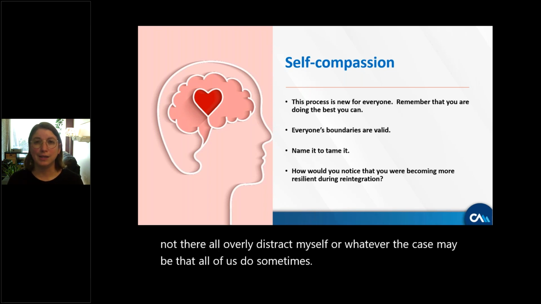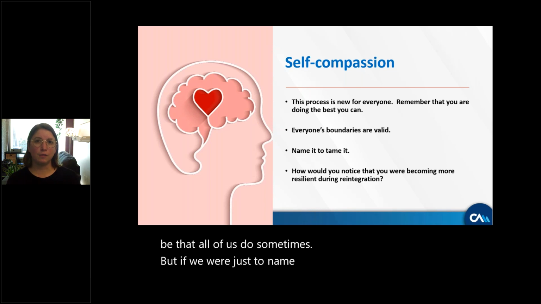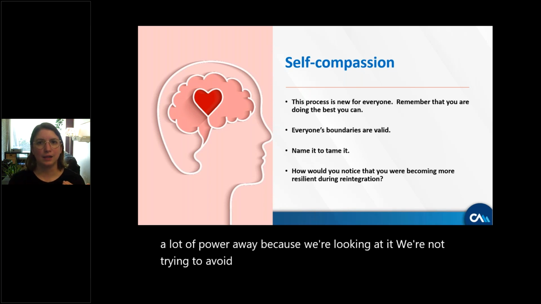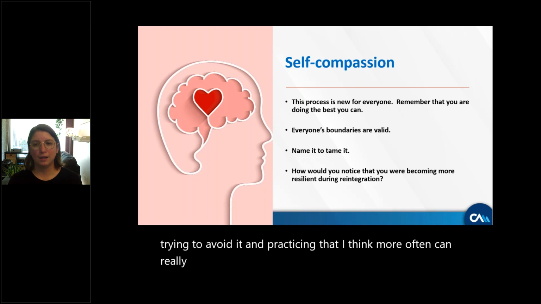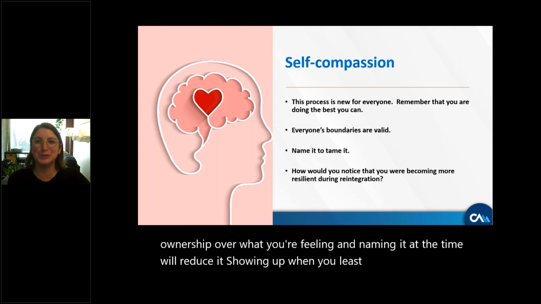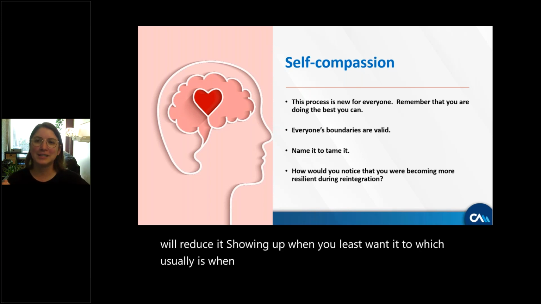But if we were just to name what we're feeling, it actually takes a lot of power away because we're looking at it. We're not trying to avoid it. And practicing that more often can really help. Sometimes by doing that and taking more ownership over what you're feeling and naming it at the time will reduce it showing up when you least want it to, which usually is when you're trying to fall asleep. It's like, surprise, I'm here now. You tried to avoid me all day.